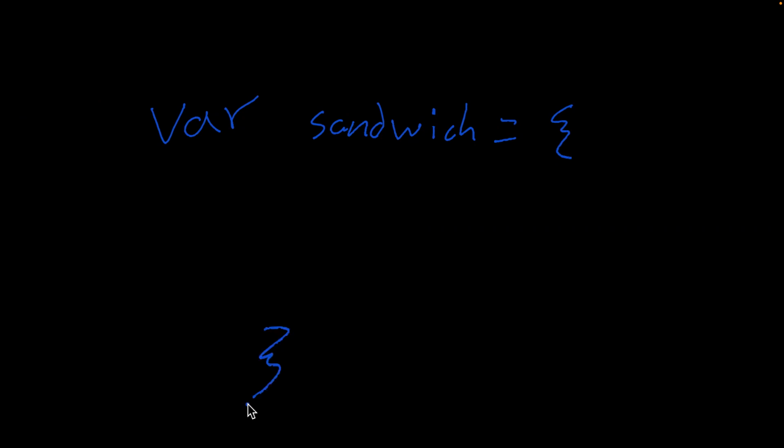Var sandwich. Okay, so let's have something in this var sandwich. We'll have a key value pair, toppings. And toppings is an array. Toppings on a sandwich, like what you put underneath the bread. Okay, so we have something like this. Salt.